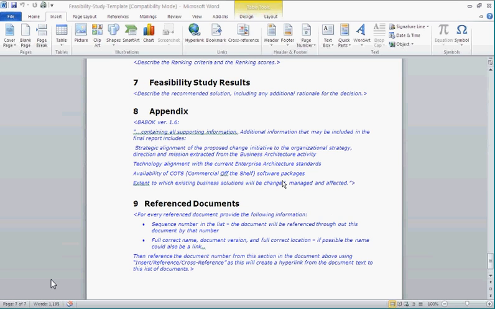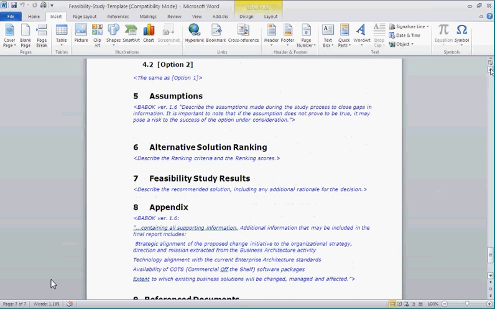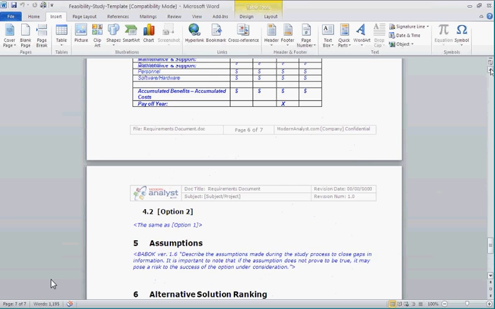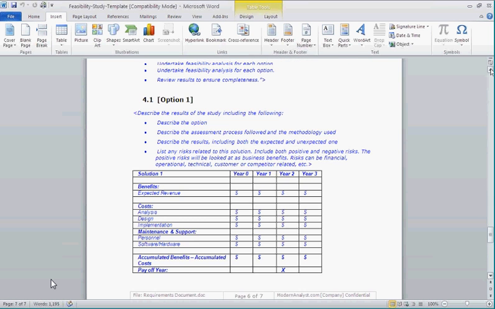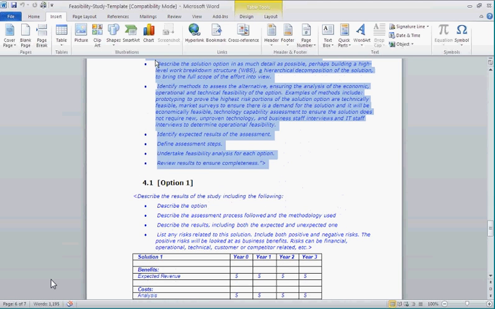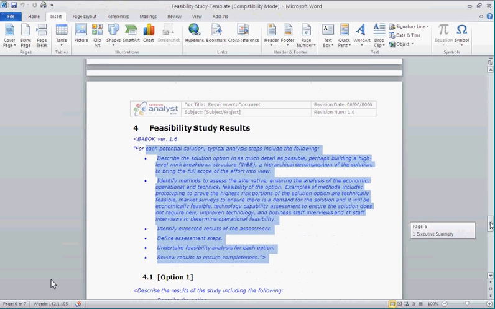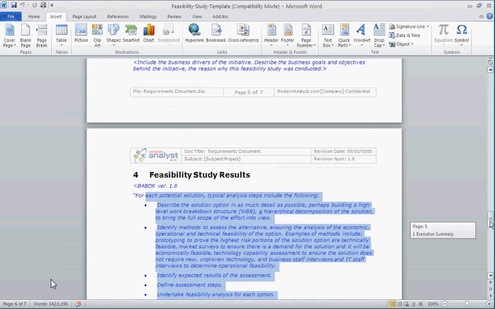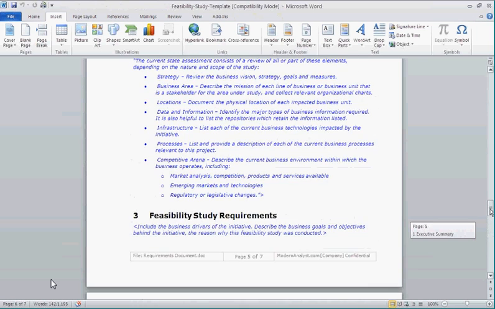That's right. If the main heading has subheadings, then you don't write anything in the main heading. Same story in the feasibility study. Although in the feasibility study, we did have option 1 and option 2. So you do not write anything here. You only fill out option 1 and option 2. Everyone clear?